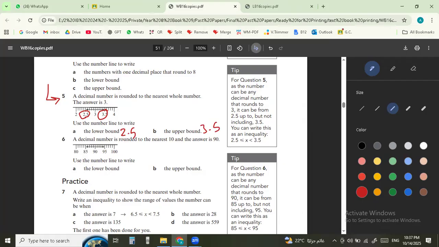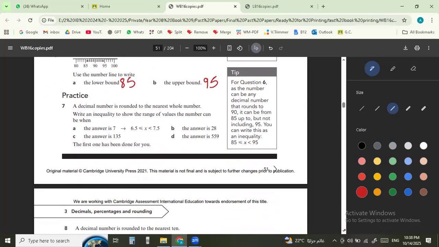The next one over here, they're telling you that a decimal number is rounded to the nearest 10, and the answer is 90. Use the number line to write the lower bound. The lower bound of this is actually 85. And the upper bound is going to be what? 95.